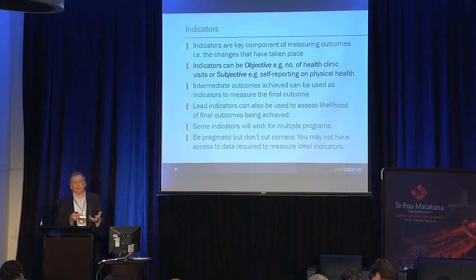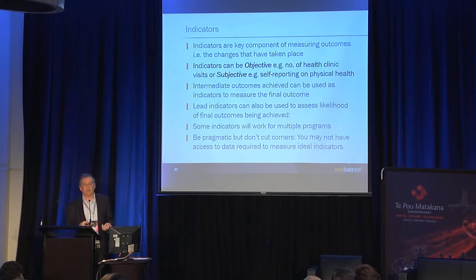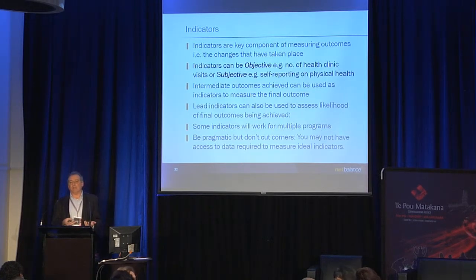Ideally, what you want are objective indicators that something can be measured in a really sound way. So for people, it's the number of times they go to a health clinic or see a GP. But sometimes that information is not available. So therefore, you have to ask the person about their physical health. Ask them to self-report, which is more of a subjective method.